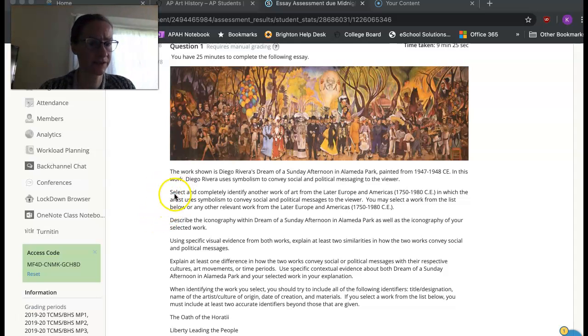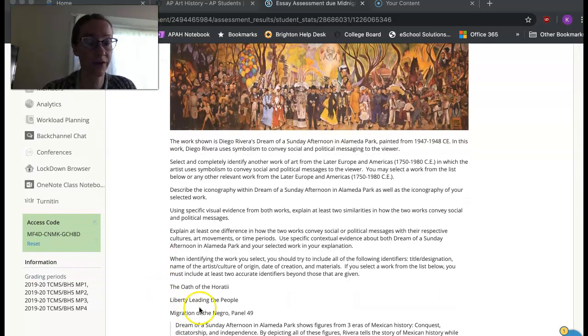Some of you are missing this first section. Select and completely identify another work from this unit. Remember, if you choose one of the three provided, then you have to have two other identifiers outside of the title because the title was provided. So you could say the artist, the year, the time period, or the materials, but you've got to have two of those or you don't get that point.